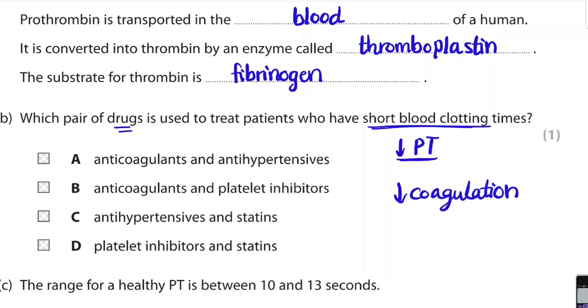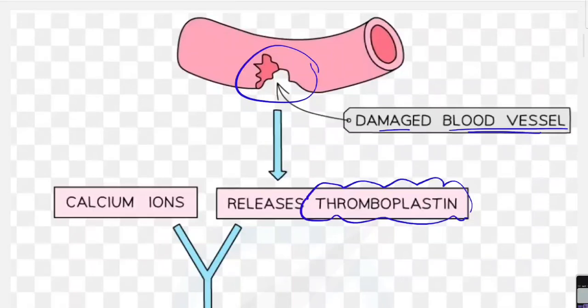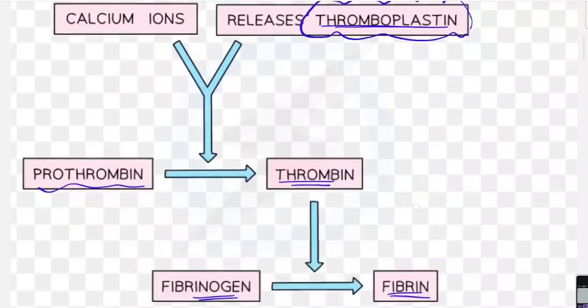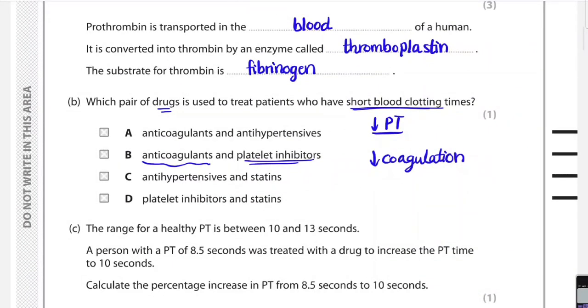And the two drugs I'm gonna need are gonna be anticoagulants and platelet inhibitors. Platelet inhibitors are gonna inhibit the release of thromboplastin, where when the platelets get sticky, they're gonna release thromboplastin in order to allow the platelet plug formation. So my answer here will be B.